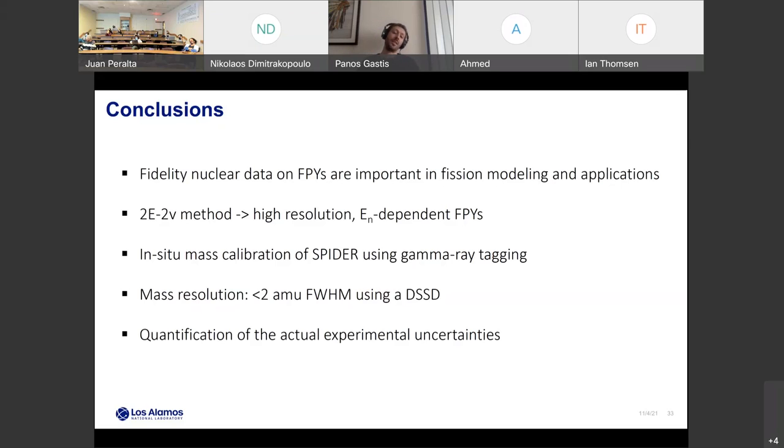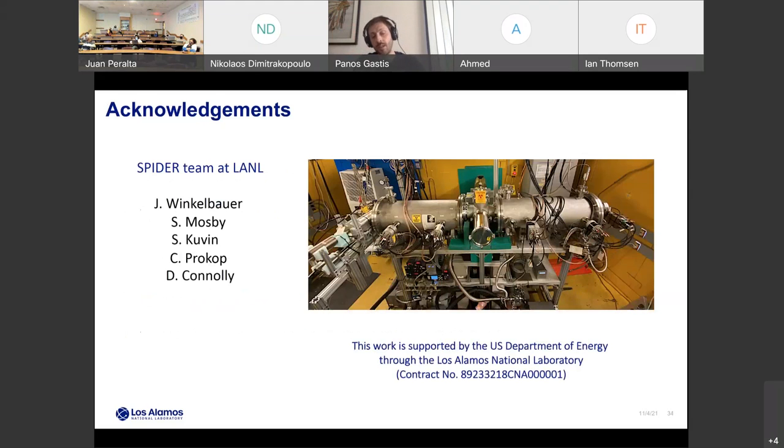And it's something that was an issue in the past, and actually still an issue for many other instruments that are employed for measurement of fission product yields. So I'm going to stop here. I want to thank very much my collaborators and the people that are involved in the SPIDER project at Los Alamos. And I want to thank you also very much for your attention. Let me know if you have any questions.